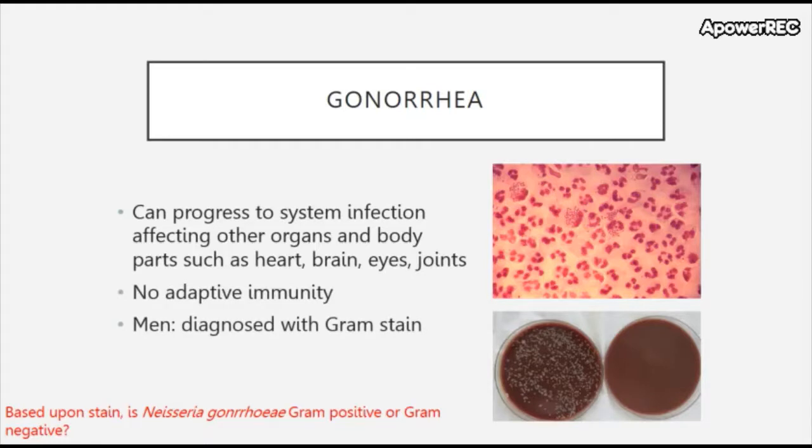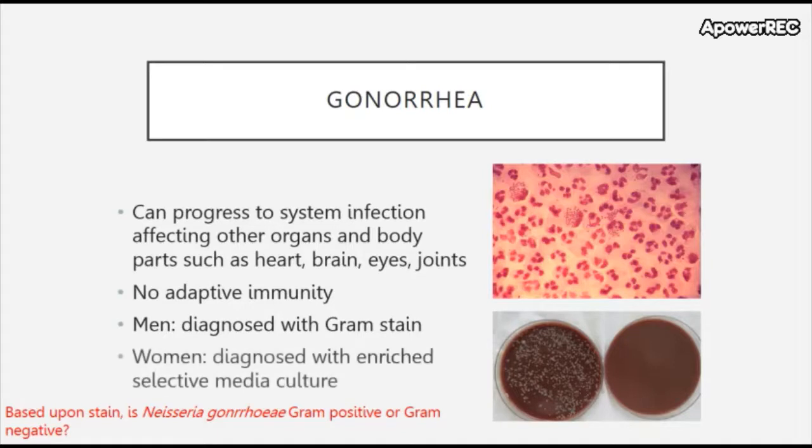Men can be diagnosed with a Gram stain. If you look at the image to the right, you'll see that a Gram stain results in pink cells. And if you recall, pink cells tell us that it's a gram-negative bacterium. Women have to be diagnosed with other methods, however. They're typically diagnosed using enriched selective media for gonorrhea.